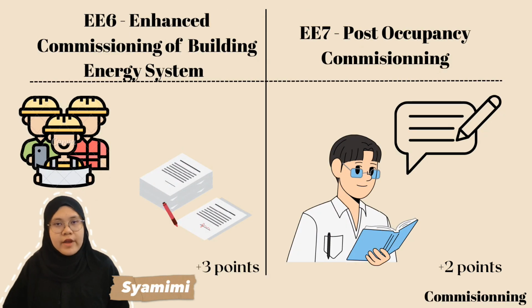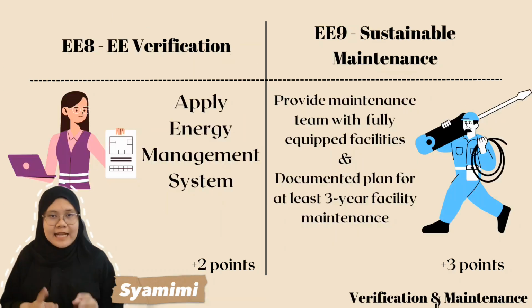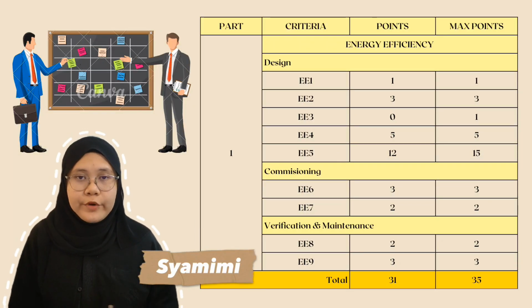For commissioning, a recognized commissioning specialist is appointed during the design and construction process and the post-occupancy of this building, all in accordance with the guideline and approved equivalent standard by GBI to make sure the original design intent is not compromised. Lastly, a maintenance team with fully equipped facilities and a 3-year facility maintenance documented plan is provided to ensure the building's energy-related systems will continue to perform as intended. In conclusion, the total accumulated points for criteria 1, energy efficiency, is 31 points out of 35 points.